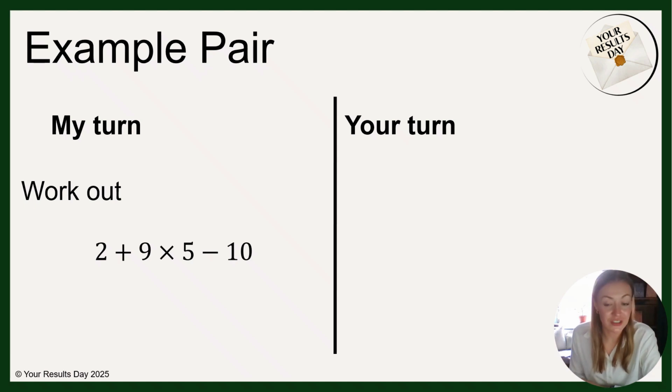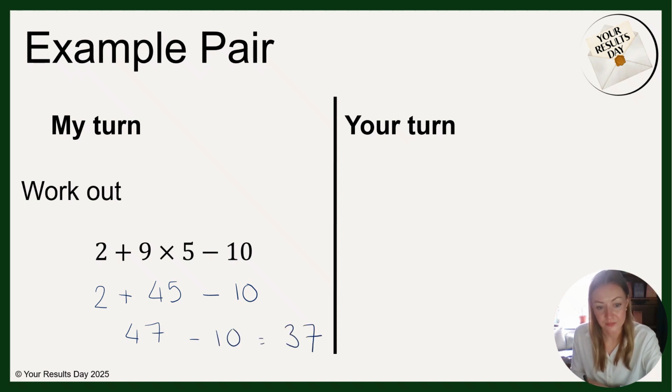I also haven't got any indices, so there's nothing there. So then I'm looking at multiplication and division. I can see I have a multiplication, so I'm going to start with that. So I'll do 9 times 5 is 45. And then I'll pull the rest down in the same positions they were originally. And remember, when we've got just addition and subtraction, we're going to go left to right. So I'm going to go 2 plus 45 is 47, and then take away 10 is 37.